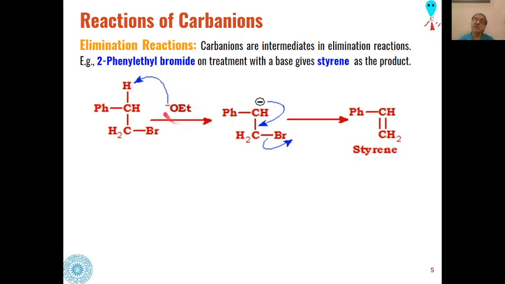So when a base is present, say ethoxide ion, it will abstract this proton and a carbanion of this type will be formed. Then this will move to this place to create a carbon carbon double bond, and bromide ion will be eliminated. This is how 2-phenyl ethyl bromide in the presence of a basic medium is converted into styrene as the product, and this is an example of an elimination reaction. Many such reactions can take place where carbanions act as reaction intermediates.